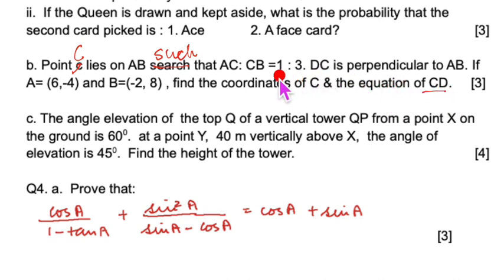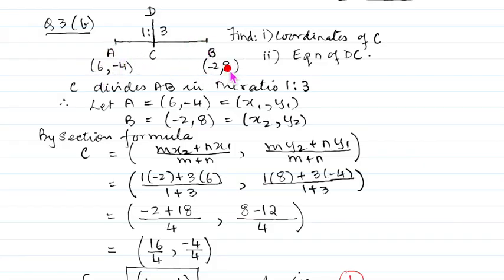Whenever they are giving you a question like this, first thing you have to do, tip number 1, is you must draw the diagram. So let us draw the diagram. A, B, write the coordinates. 1:3 is the ratio in which C is dividing. We have to find the coordinates of C and the equation of DC. DC is perpendicular here, so this is going to be 90 degrees.